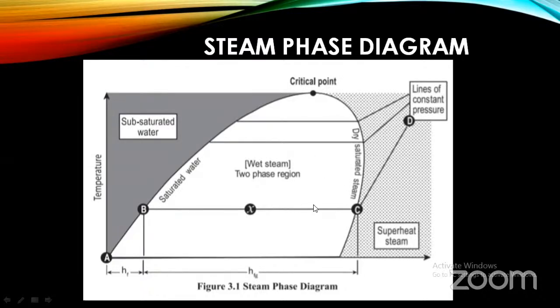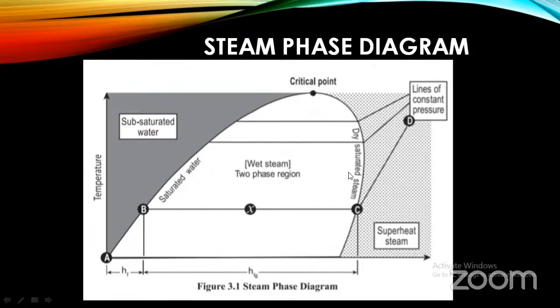So this point B is where there won't be any steam, and the point C is the place where there will not be any water. So this goes on as the pressure increases, it creates a dome. So these are the lines of constant pressure.